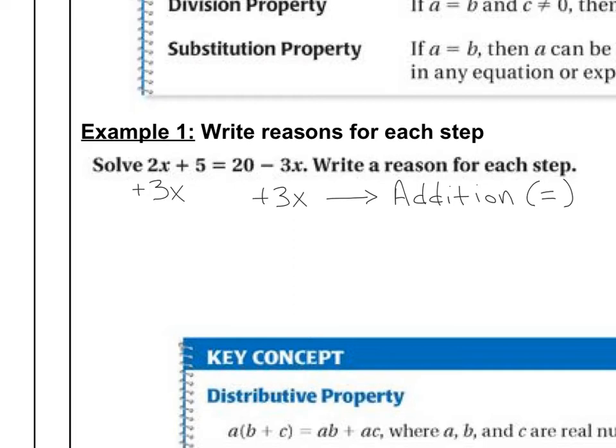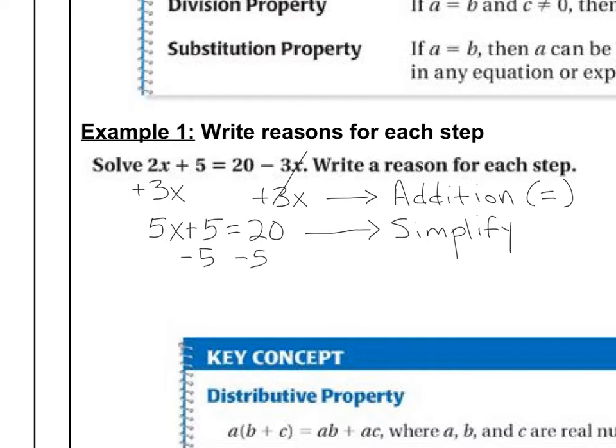Our next step is to combine our like terms, so those will cancel out here. We'll get 5x + 5 = 20. Again, we need a reason for that, and there is no reason for this other than when we combine like terms, it's just known as simplifying. So we just simplified our problem there. Next, we want to get everything away from the x, so we're going to subtract 5 on both sides. That is simply going to be the subtraction property of equality. And again, right now we're just using equality because we are dealing with an equation. There are inequalities, there's all kinds of other stuff that we'll use too, but today is just equality.